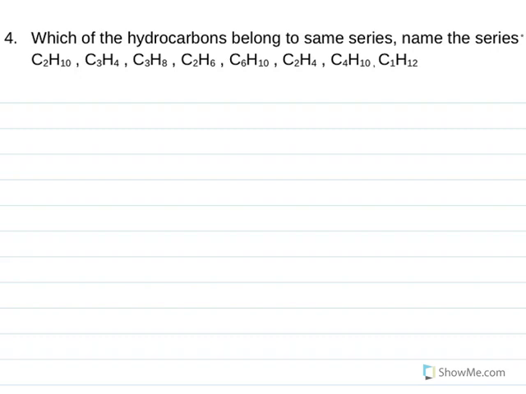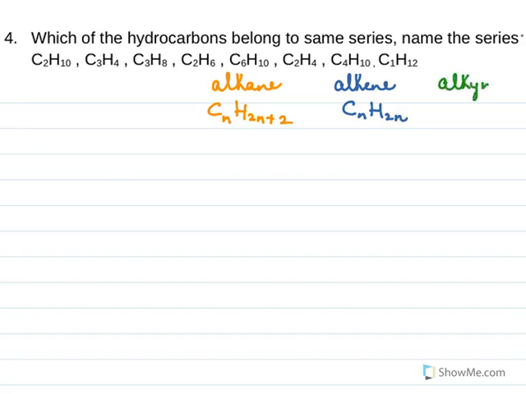Which of the hydrocarbons belong to the same series, and name the series? Now we know we have 3 series. One is the alkane, and the general formula is CnH2n plus 2. Then we have the alkene, general formula CnH2n. And then you have the alkyne with the triple bond, general formula CnH2n minus 2.